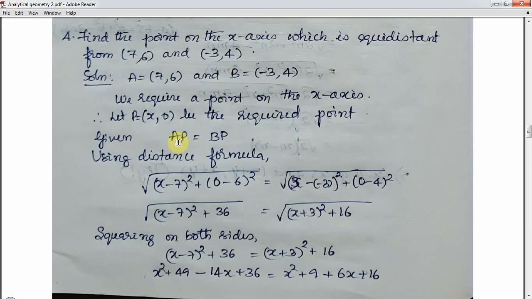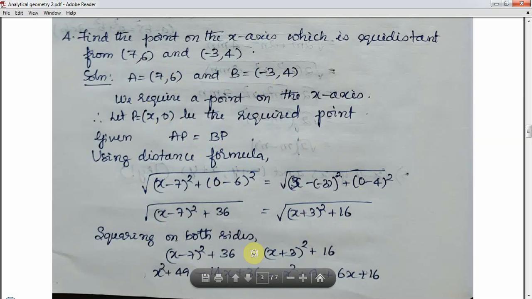Using the distance formula, once for AP, once for BP. For AP, this is the distance formula. For BP, this is the distance formula. So what is AP? X minus 7 whole square plus 0 minus 6 whole square, taking the square root. What is BP? X minus of minus 3 whole square plus 0 minus 4 whole square, taking the square root.